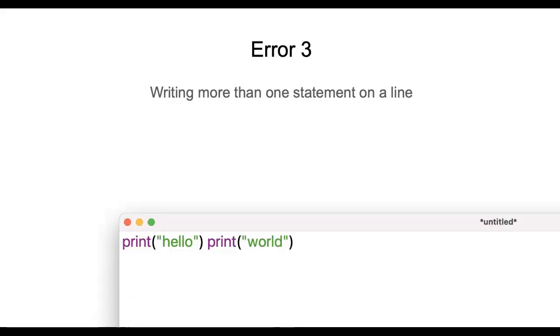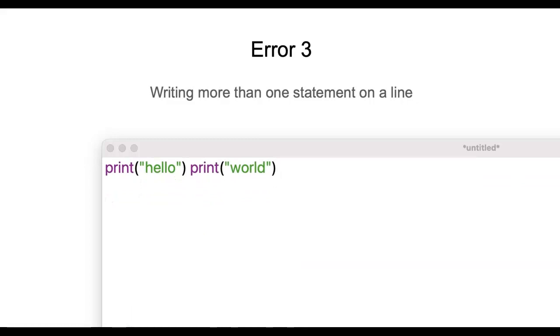Error 3 is writing more than one statement on a line. With this error, what normally happens is this. We have a print hello, print world on the same line. You can't do that. You must make sure that each print is on a new line like that.